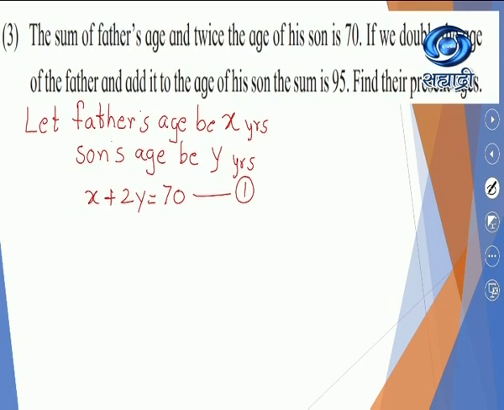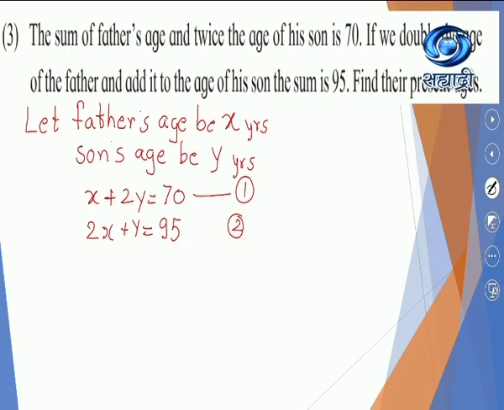Okay. Now read the second statement. If we double the age of the father and add it to the age of his son, the sum is 95. That means now here father's age is doubled. So 2x plus y equal to 95. This is our equation number 2. Very simple to frame the equation.